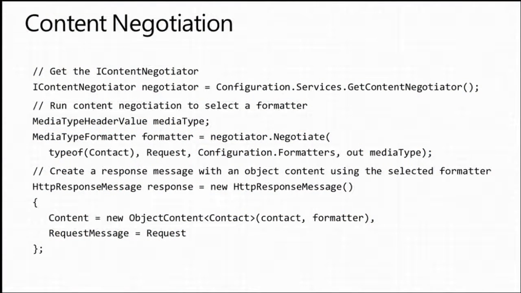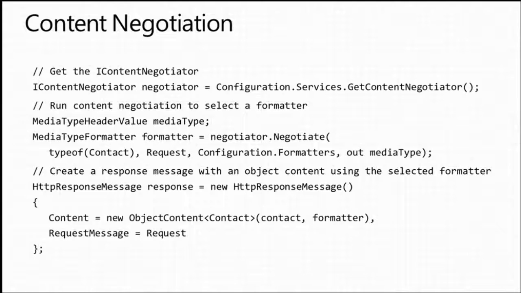Now, how does content negotiation happen? These are the actual manual steps. You don't have to write this code. You can write this code, but you don't have to. But it's useful to know what's actually going on. When content negotiation runs, Web API will go to your configuration and ask for a content negotiator service. And we provide one for you. But if you want to implement your own, feel free.